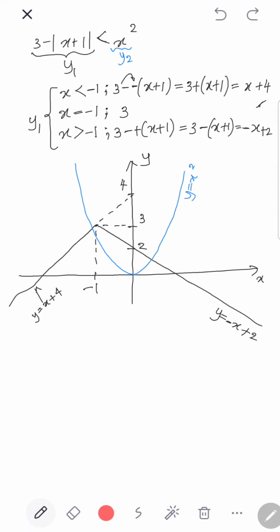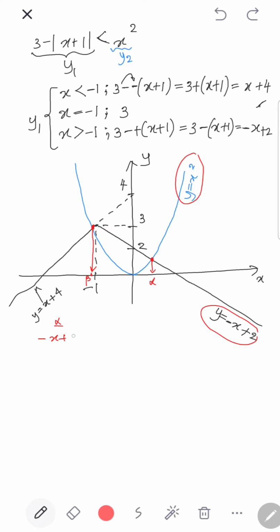This parabola x square will intersect at here and here. So I am considering this as alpha and this place as beta. Now I have to find alpha and beta. To find alpha, I have to simultaneously solve this with this. Those are the two equations of the lines that intersect at alpha.